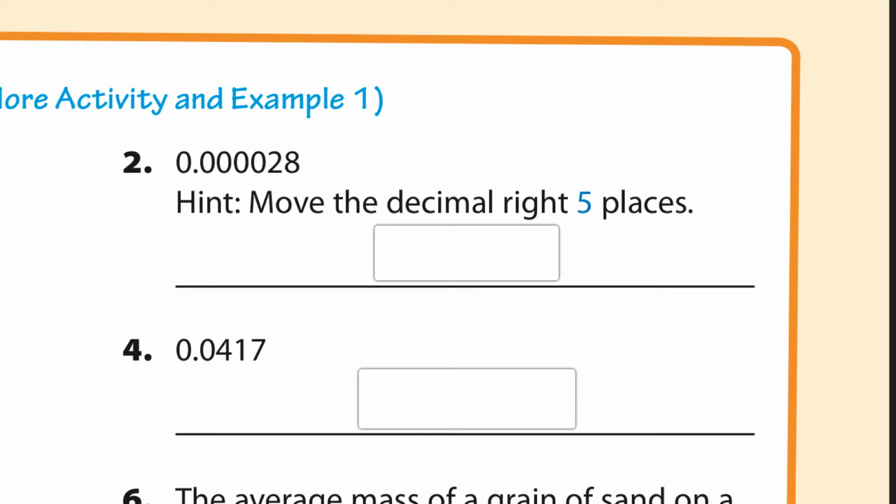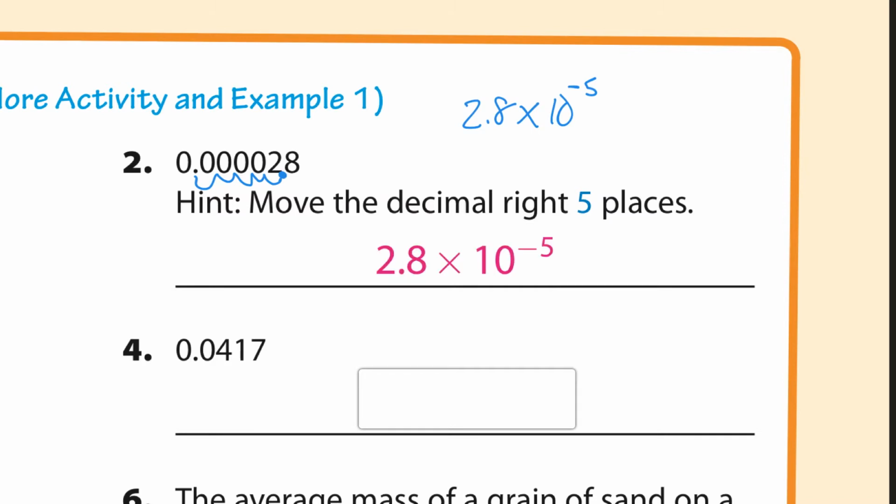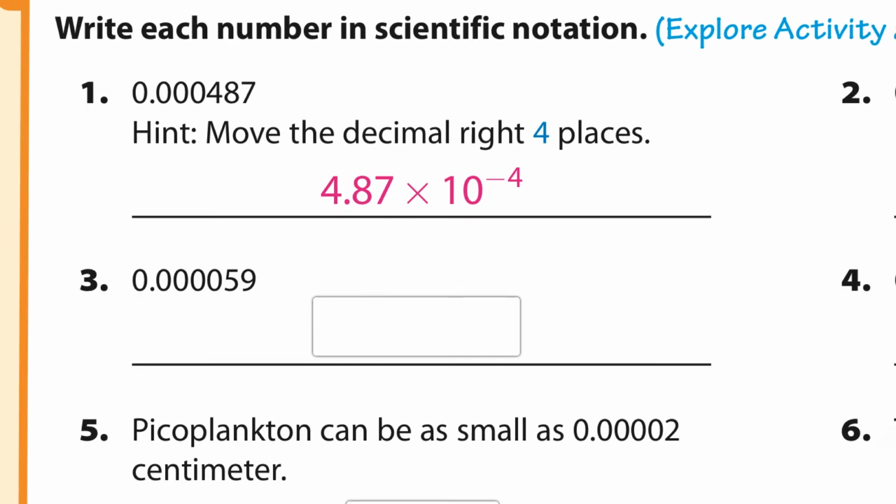So here, if I have this, I want to place the decimal here, so it's 2.8 and then times 10, but where does it belong? 1, 2, 3, 4, 5. I have to move that decimal 5 times. So if I move it to the right, it's wrong. I have to move it to the left, so that's a negative. And one thing to know here is these are small numbers, and so small numbers have negative exponents. Large numbers have big positive exponents. That's just a general rule. So this is that. And in all of these, we're going to have negative exponents.